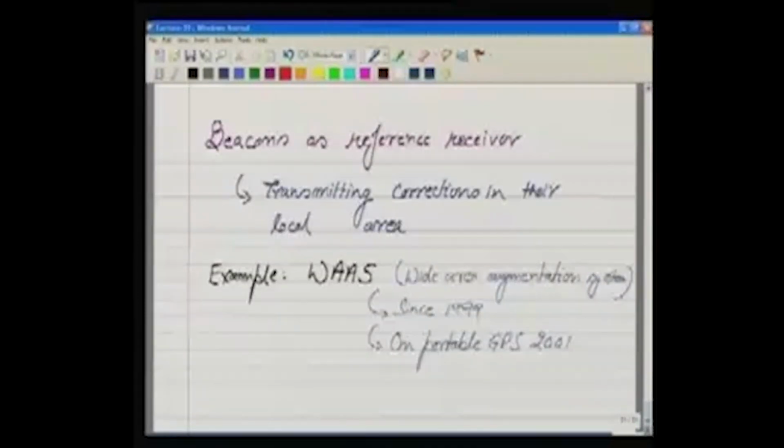Now finally, we can also use some beacons as reference receivers. What is the meaning of this? These are the services, these are the augmentation devices. The GPS survey can be augmented now by means of some beacons. So for example, in a town, there are some permanent stations or reference stations, and these reference stations are collecting the data 24 hours, all days in the year.